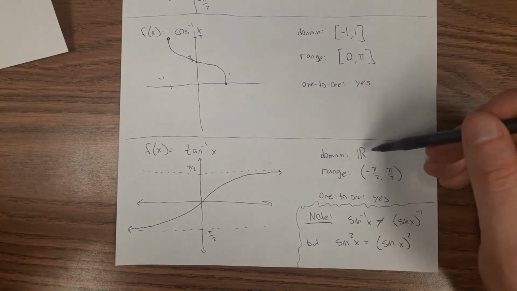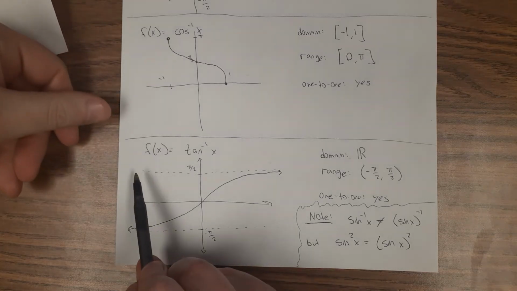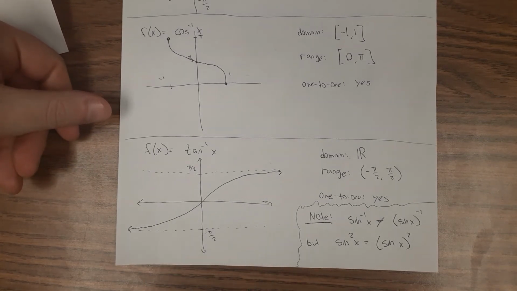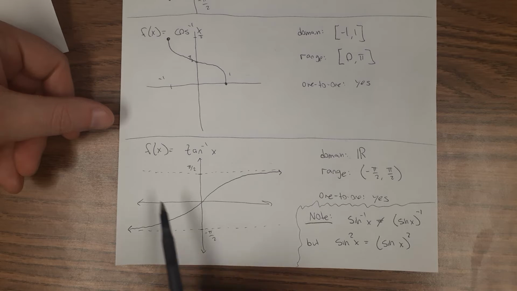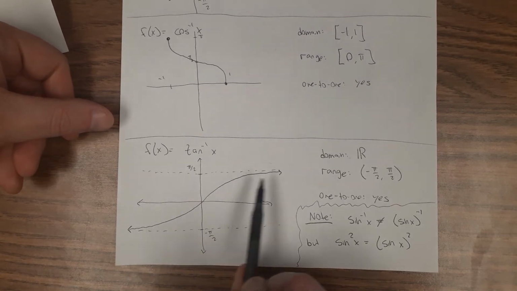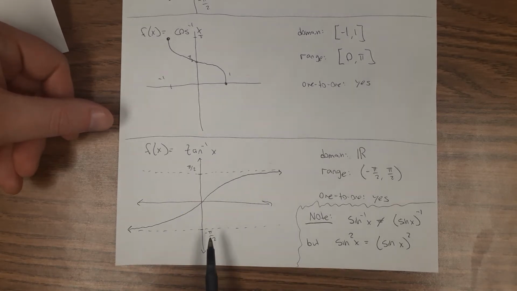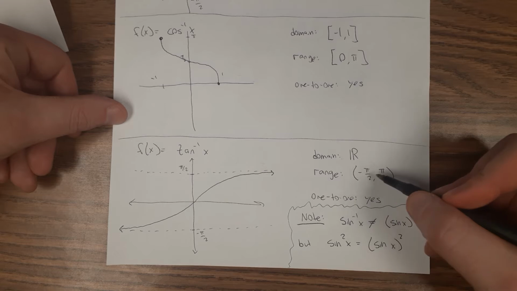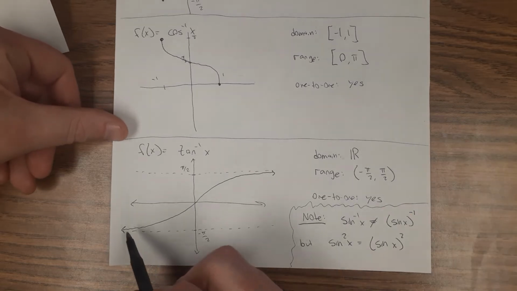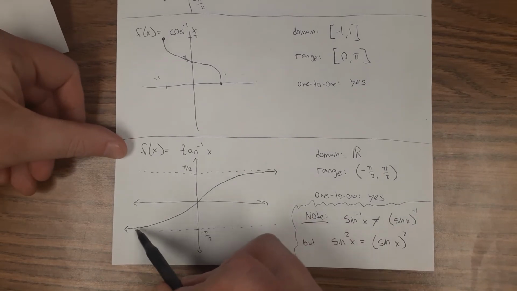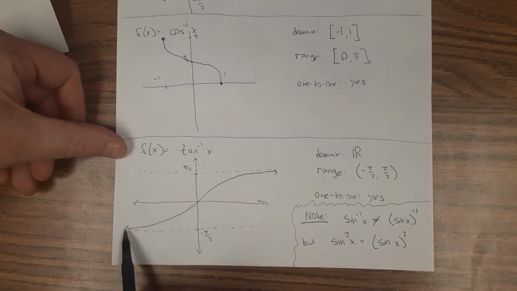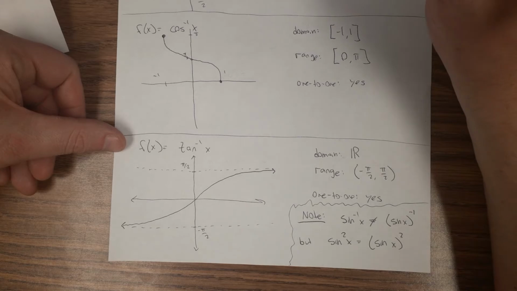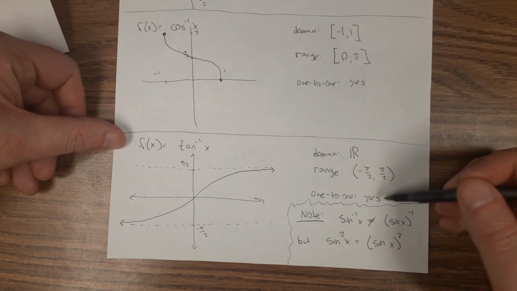The domain is all real numbers. Since the original graph had vertical asymptotes at minus pi over 2 and pi over 2, this graph has horizontal asymptotes at minus pi over 2 and pi over 2. And the range is from minus pi over 2 to pi over 2, not including either one, because this line becomes very, very close to negative pi over 2, but it never really crosses it. It is one-to-one.